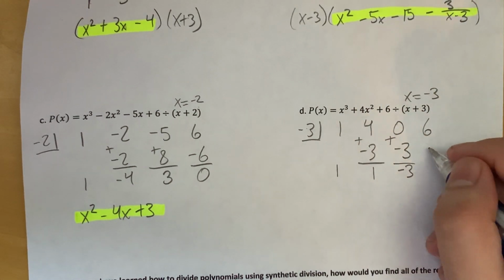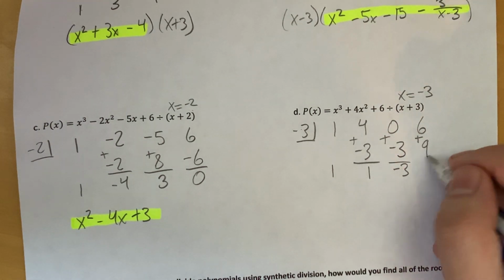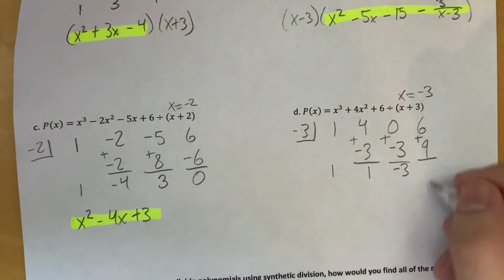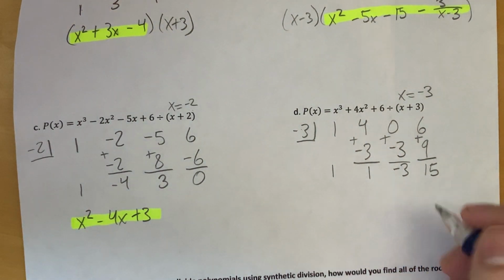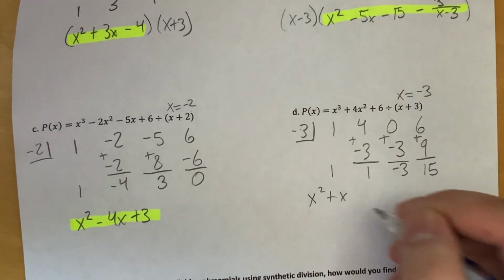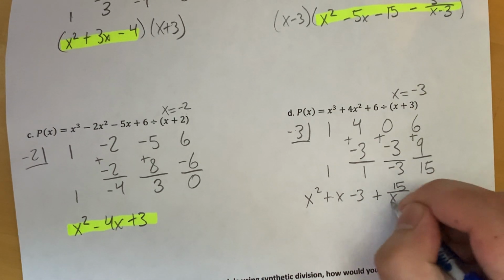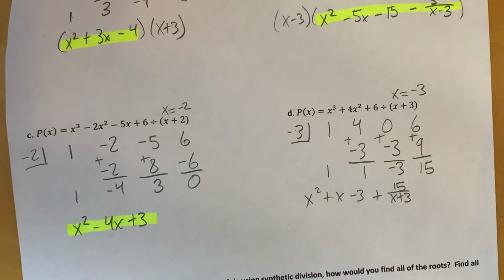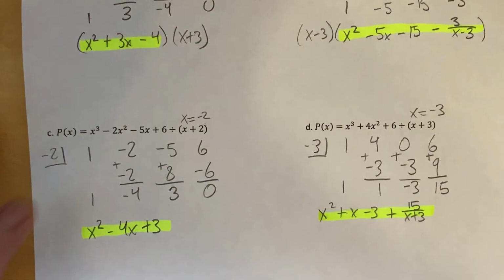-3 times -3, you get +9. And then what happens when you add 6 plus 9? You get 15. And we have a remainder again. So what can we do? We get x squared plus x minus 3 plus 15 over x plus 3. That's how we put a remainder into this form. And there we go.